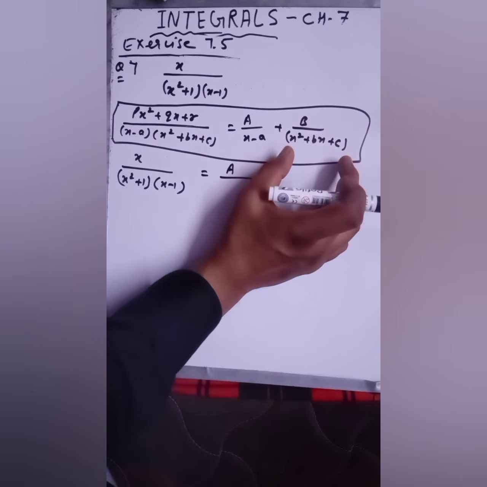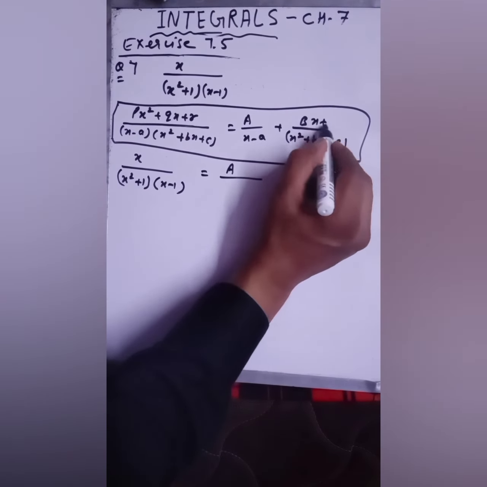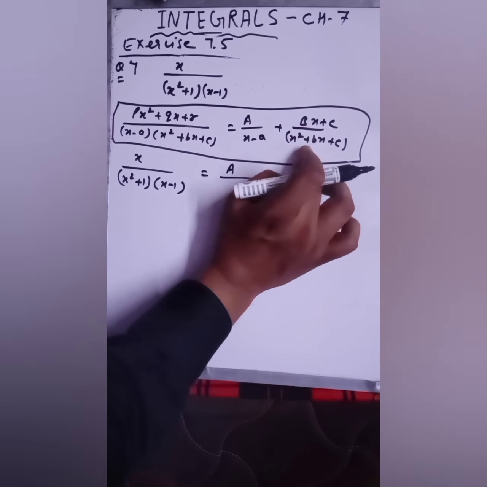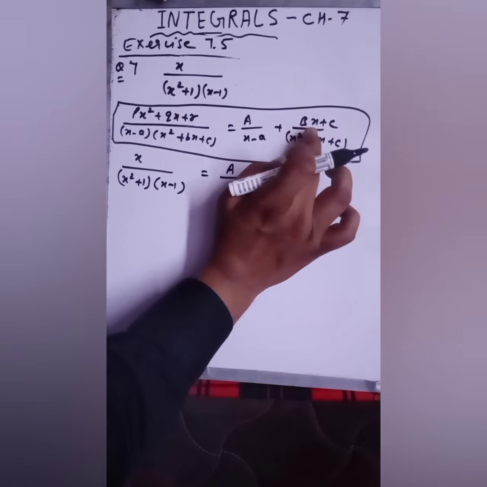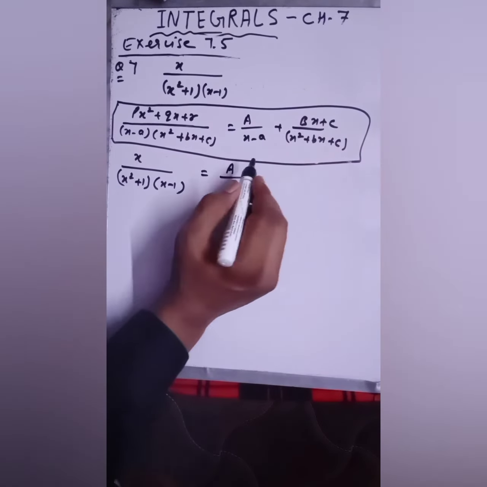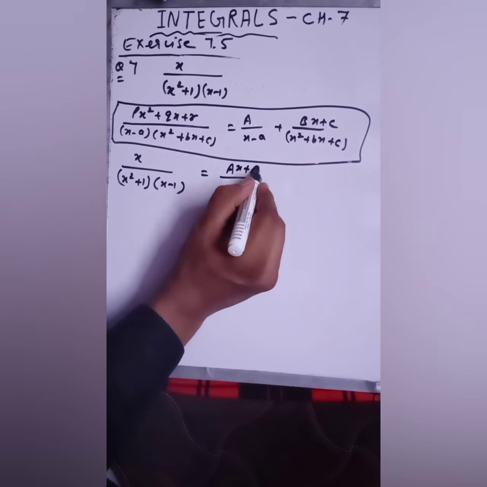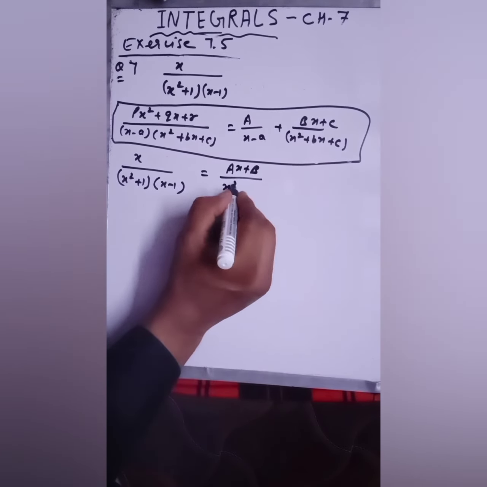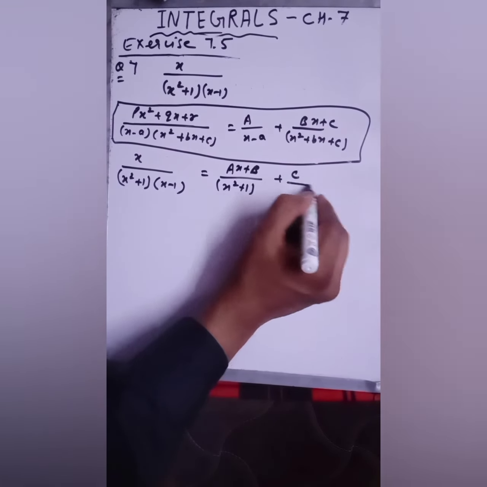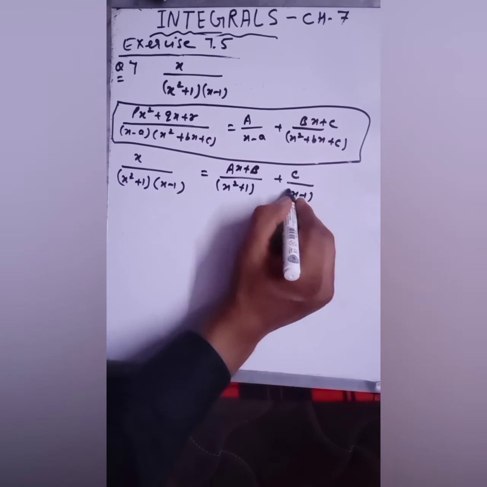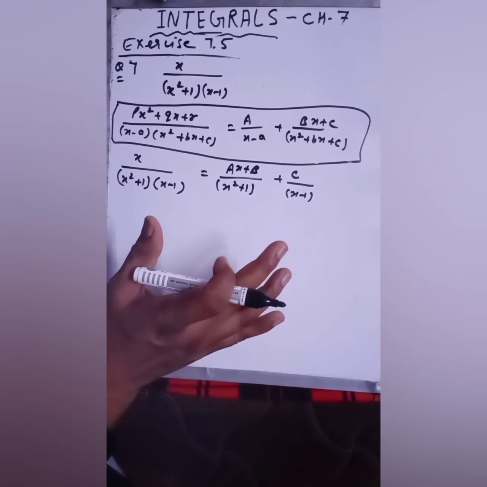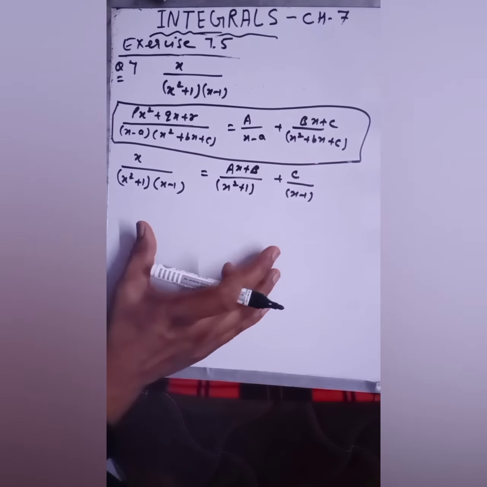So just wait, I have written the wrong form. This is correct now. Okay, if you have a quadratic equation, then in the numerator part you have to write like this, bx plus c. So in the first part you have a quadratic equation, so you will write ax plus b over this x square plus 1, plus c over this second fraction, x minus 1. Got it? Is it clear now?